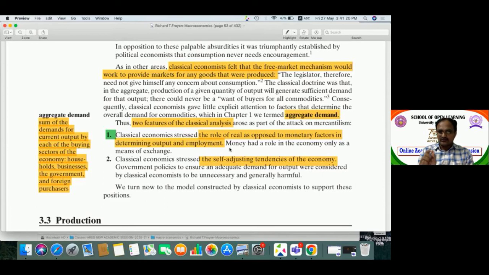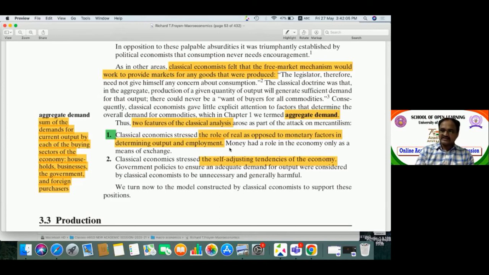Simply, you have to note the point that classical economists stress the real factor, that is labor. Labor is the only factor to determine the entire output and employment. That is one point. The second point is that classical economists stress the self-adjusting tendency of the economy. What is the self-adjusting tendency of the economy? Government policies to ensure adequate demand for output were considered by classical economists to be unnecessary and generally harmful.